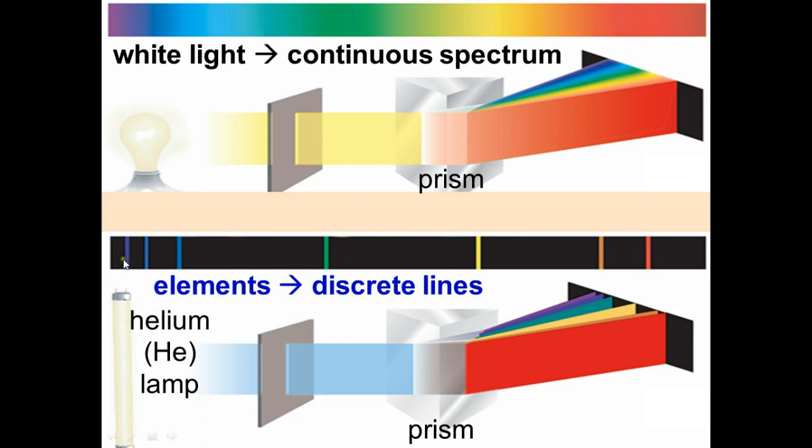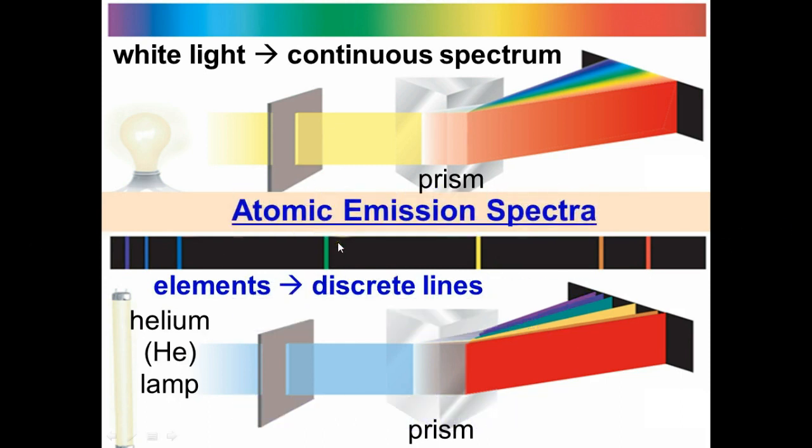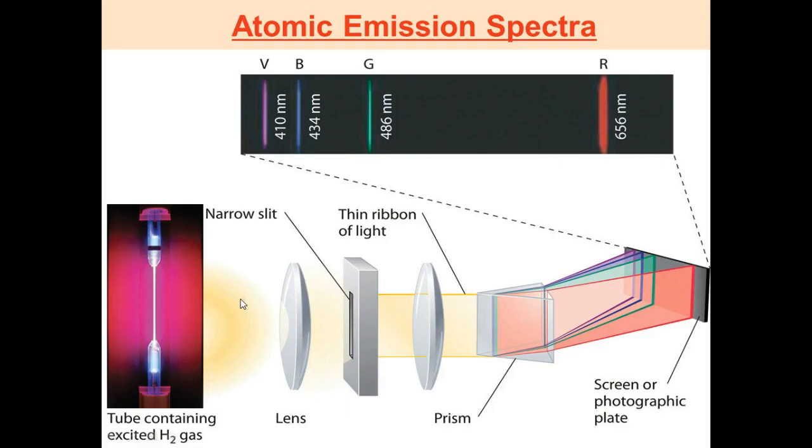See how there are discrete lines. You only see this color, this color, this color, this color, this color, this color, this color. You don't see anything else. This is called the atomic emission spectra, and for each element, there's a different pattern of color shown.